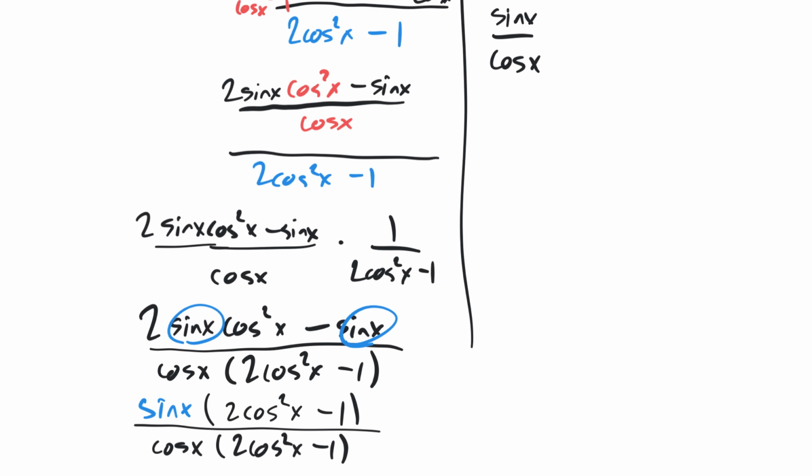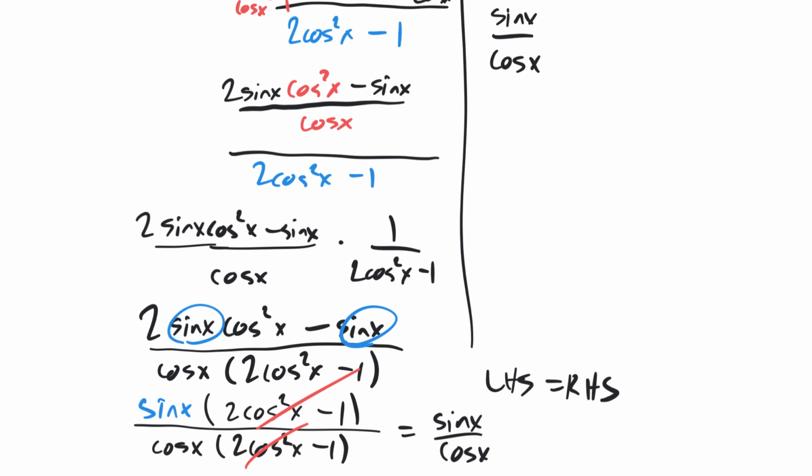And this is great news because these cancel out, and we just get sine x over cos x. Oh, thank goodness. Left-hand side equals right-hand side. I wasn't sure we were going to make it there, but in the nick of time, we found a sine x that was in common, and we were able to factor it out.